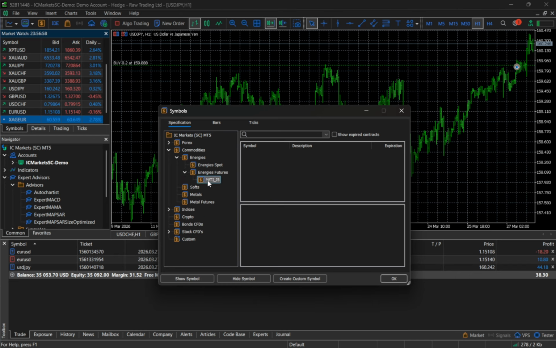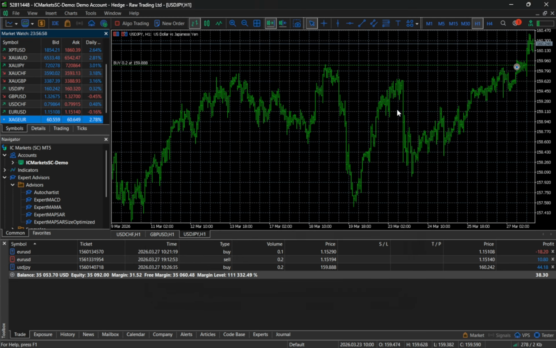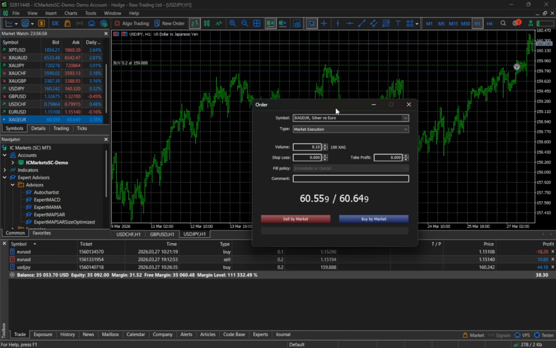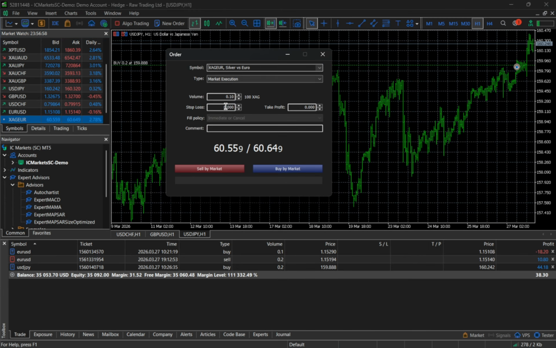Now, placing a trade follows the same workflow you already know from forex. Click New Order, select the symbol, such as XAUUSD for gold, and choose Buy if you believe price will rise, or Sell if you expect it to fall. Set your lot size carefully. Larger lots increase both potential profits and potential losses. Add a stop loss to cap risk and a take profit to secure gains, then click Place Trade.